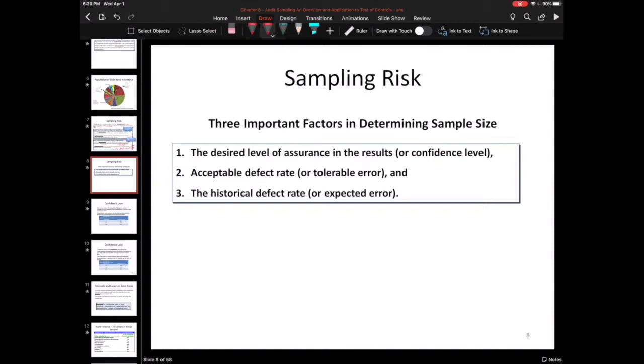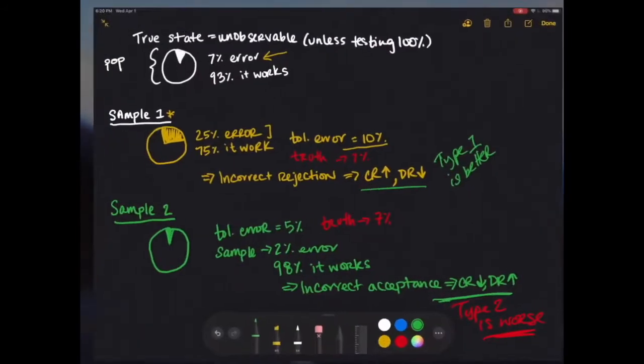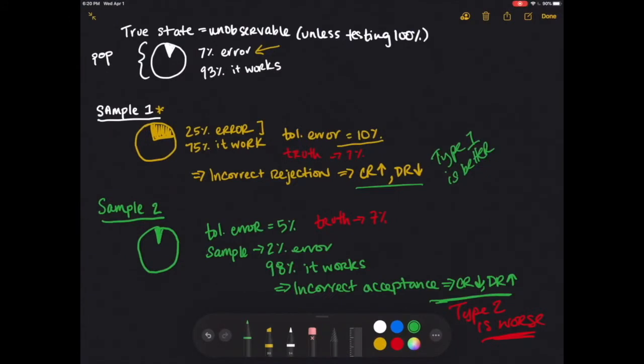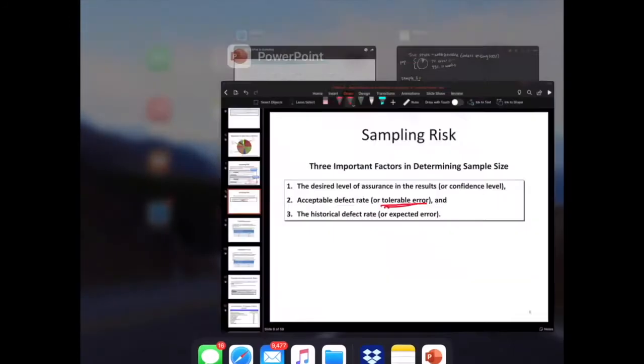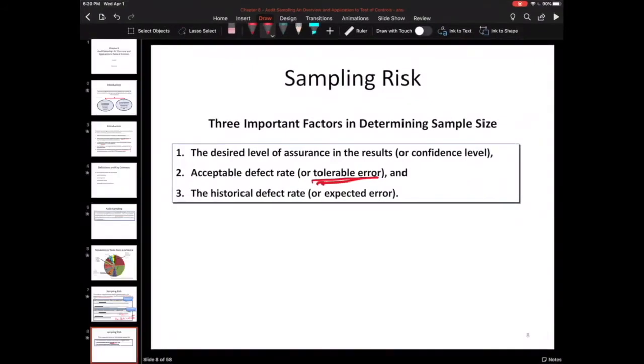When you determine your sample size for test of controls, there are 3 important factors. One is your desired level of assurance in your results, or your confidence level. The next is your tolerable error, which we saw when we were looking over here, right? We were talking about this idea of having a tolerable error rate, so we're going to see that coming into play. And remember, that is the rate of error that you are willing to tolerate and still call a control effective.